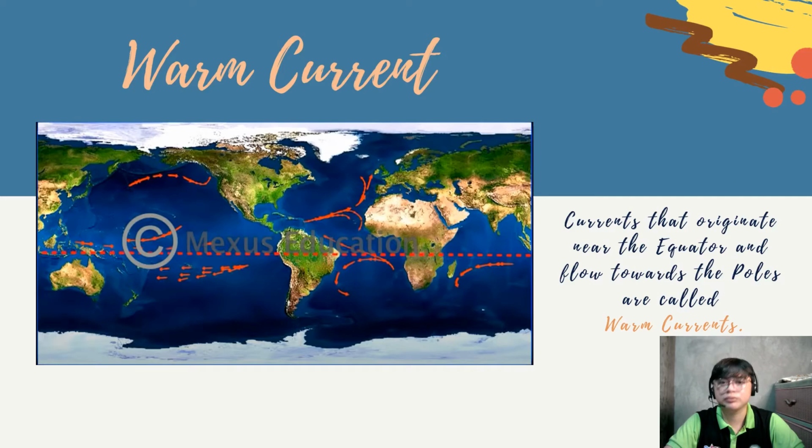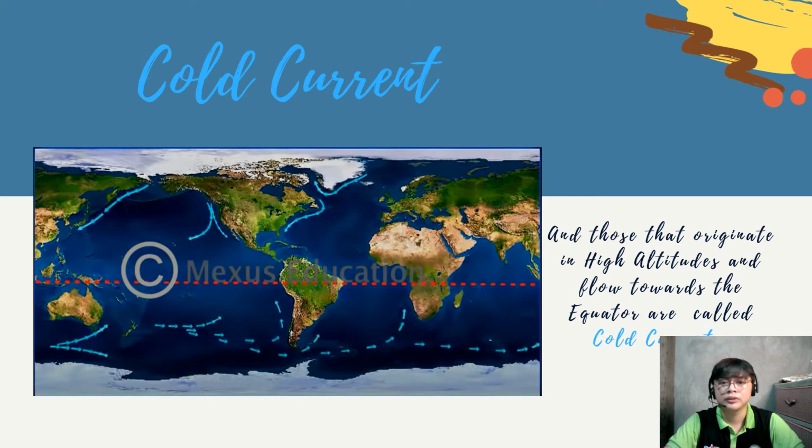So what are those? Warm currents originate near the equator and flow towards the poles. As you can see there, they originate near the equator going towards the opposite poles, the north and the south poles. Cold currents originate in high latitudes and flow towards the equator. They come from the high latitudes of the north and south, going to the equatorial region.